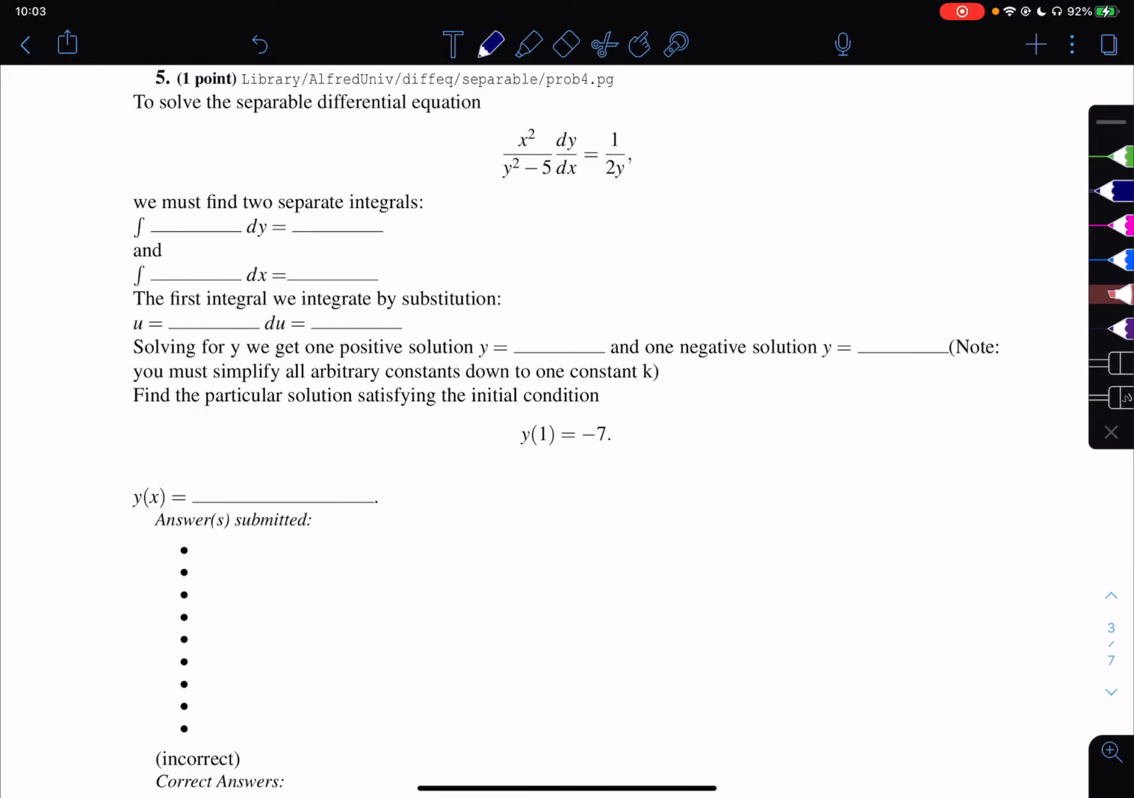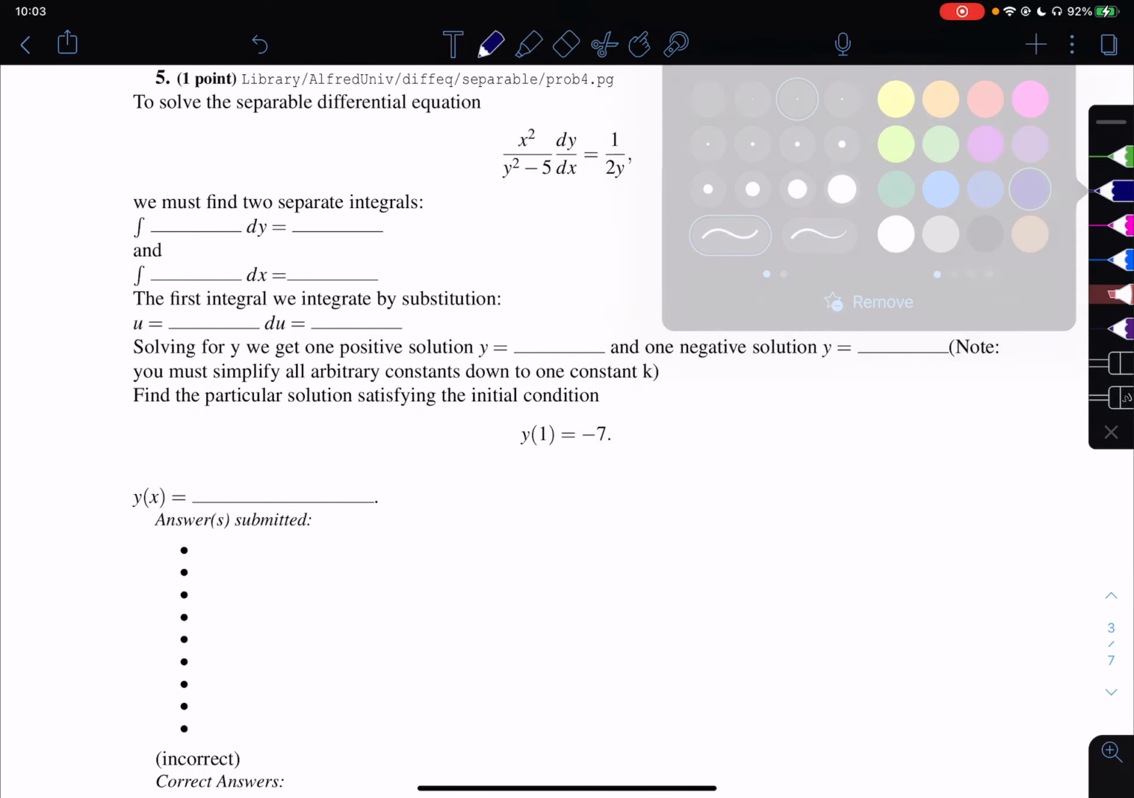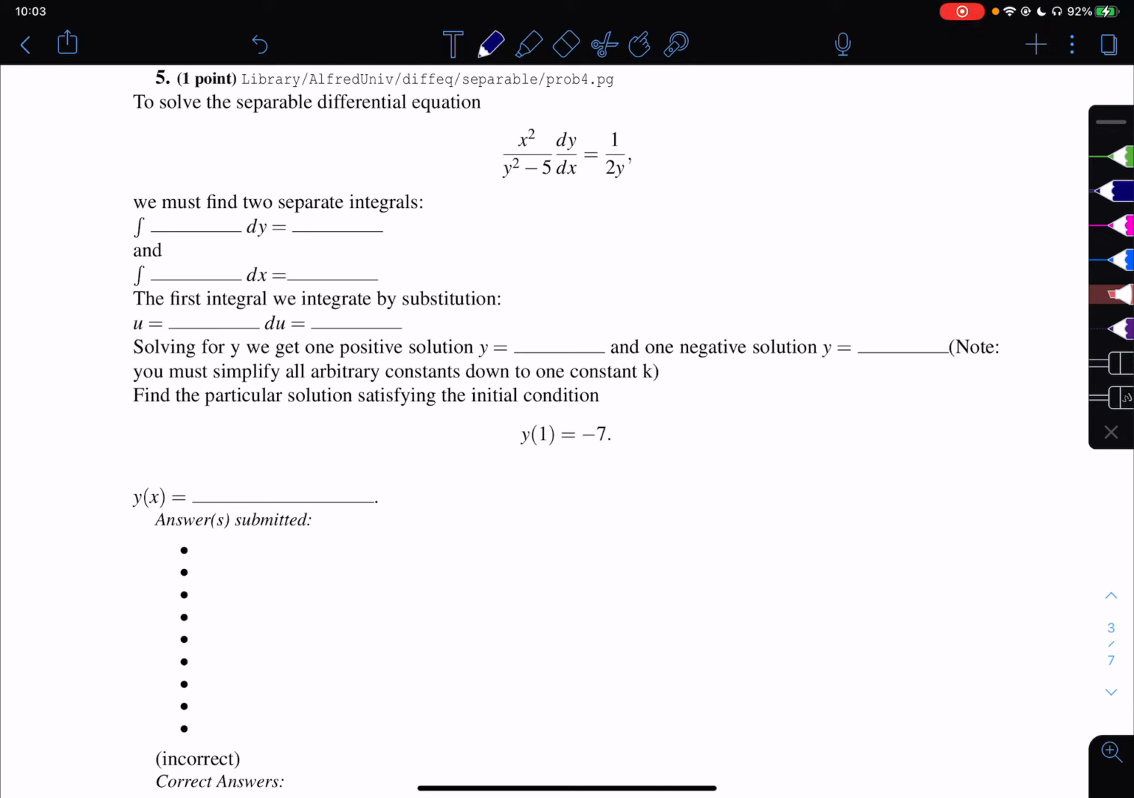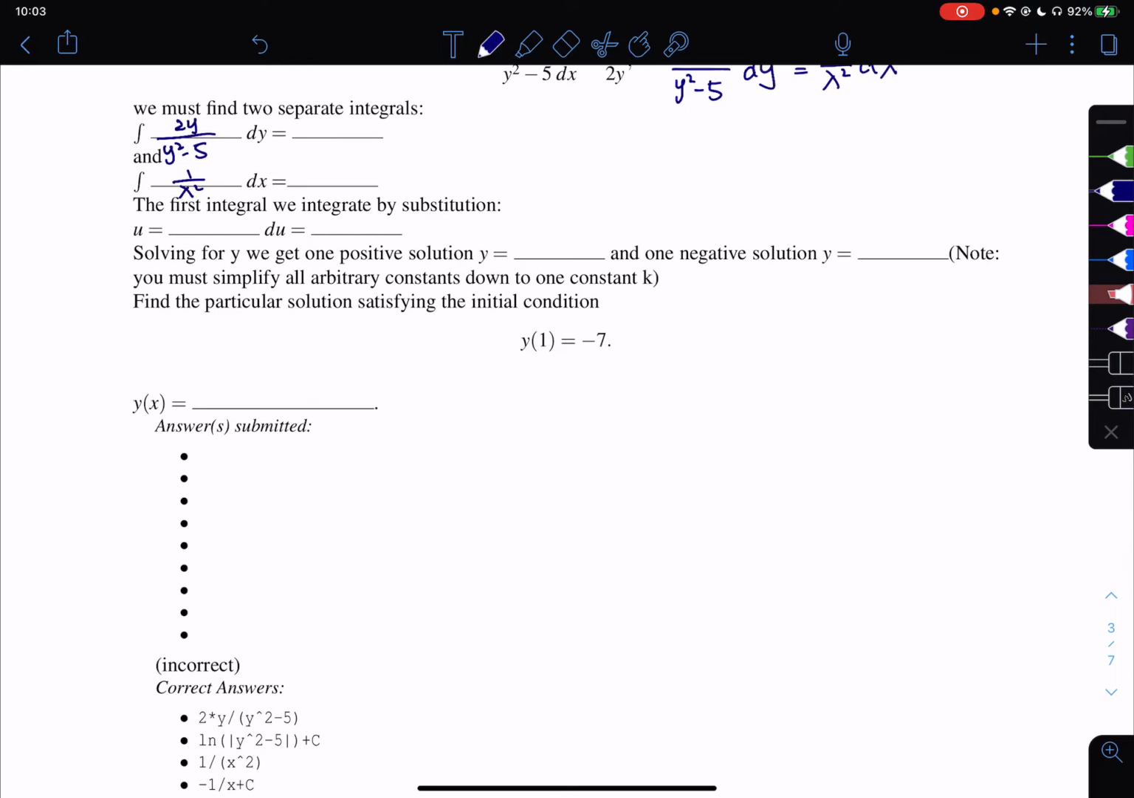So continuing problem number 5 here. This clearly is again a separable equation. So what I end up with is 2y over y squared minus 5 dy, and then 1 over x squared dx. So clearly I want to fill in 2y over y squared minus 5 here and 1 over x squared here.